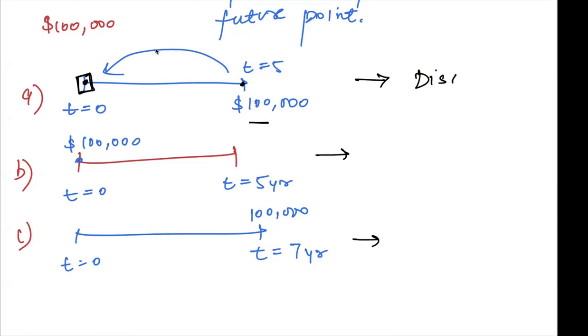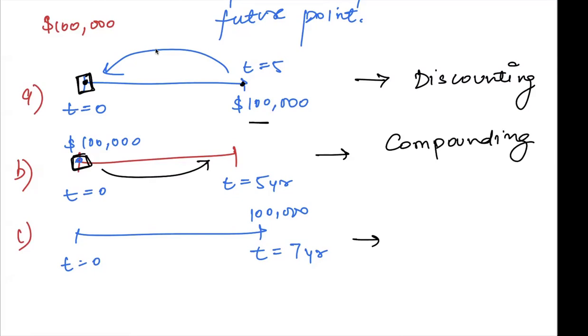Discounting. Perfect. Let's say we have the value of this money today, and we want to understand the value in the future. Is this discounting or compounding? Compounding. Perfect. Similarly, we know that after 7 years we'll receive 100,000, but I want to arrive at the price today. Is this discounting or compounding?